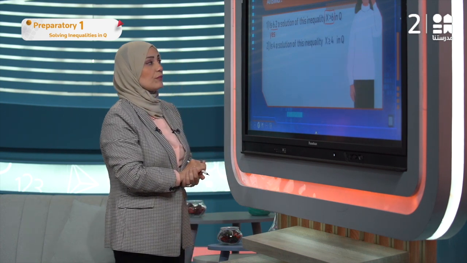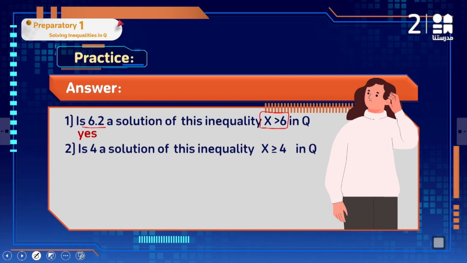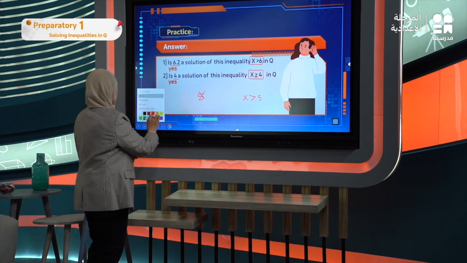Number 2. Is 4 a solution of this inequality, x greater than or equal to 4? Here we have an equal sign. Do you see it? Equal sign. So 4 is with us as a solution. Yes, correct. What if I have this inequality, x is greater than 5? Is 5 a solution? Is there an equal sign here? No equal sign. So 5 is not a solution.